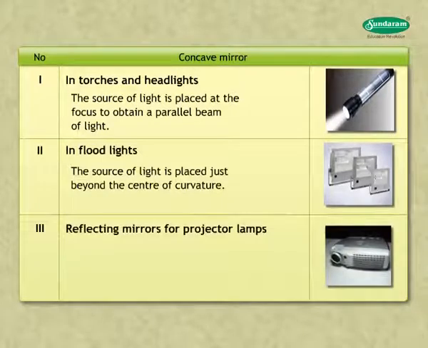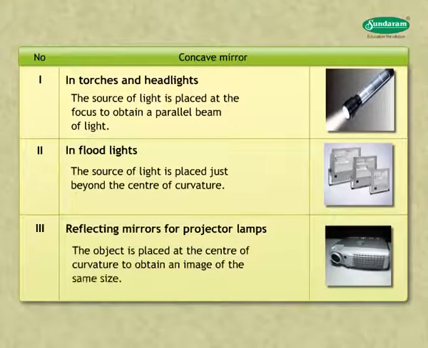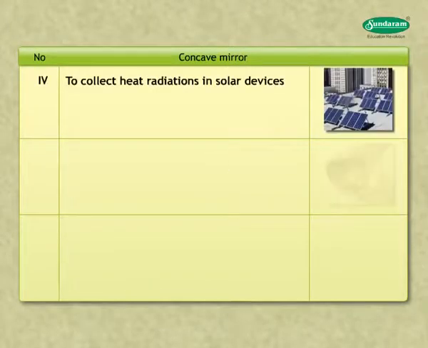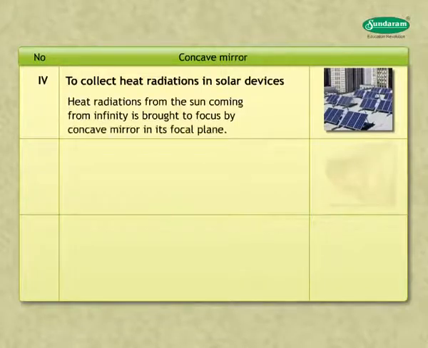3. Reflecting mirrors for projector lamps. The object is placed at the center of curvature to obtain an image of the same size. 4. To collect heat radiations in solar devices, heat radiations from the sun coming from infinity is brought to focus by concave mirror in its focal plane.